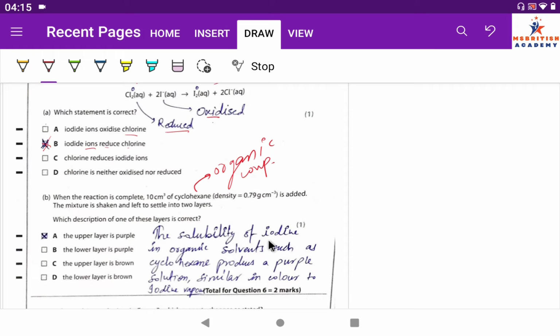Iodine is soluble in organic solvents such as cyclohexane and produces a purple solution similar in color to iodine vapors. So the upper layer will be purple, because iodine makes a purple solution in organic solvents such as cyclohexane. So A is the correct answer.